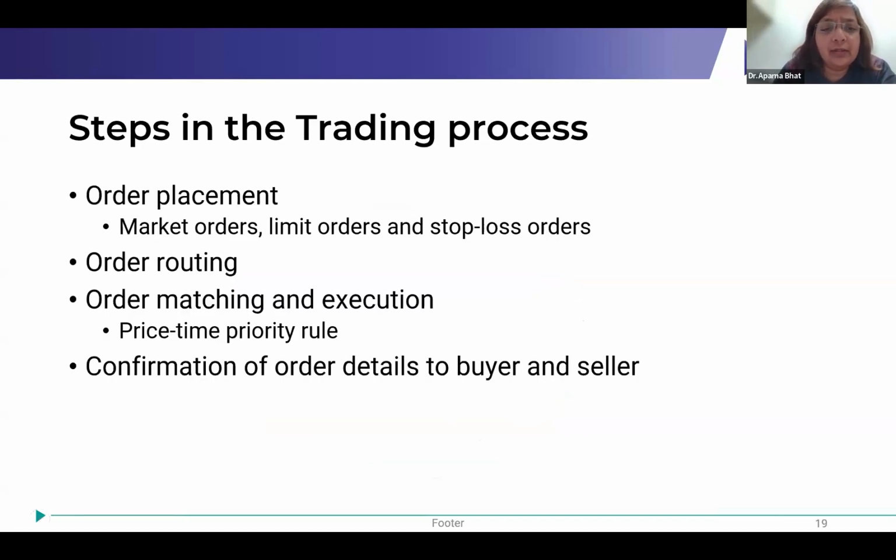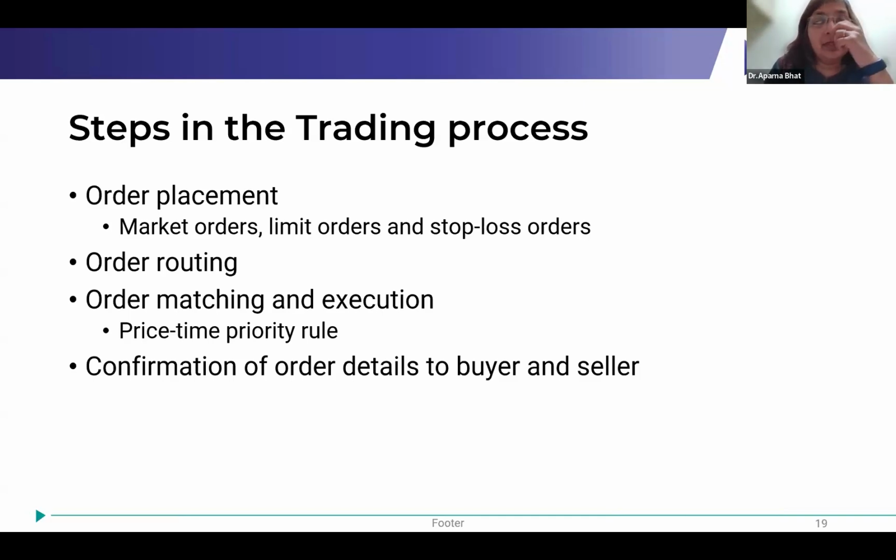Okay, so roughly what are the steps? The first step is obviously order placement. So different types of orders are there. Market order is an order to buy or sell at the prevailing market price. Limit order. So suppose I want to buy a Nifty futures contract, but I don't want to buy it at the current price. I want to buy it when the price is 50 points lower. So I will place a limit buy order, right? I will place a buy order at a price which is lower than the current price. That is a limit order.